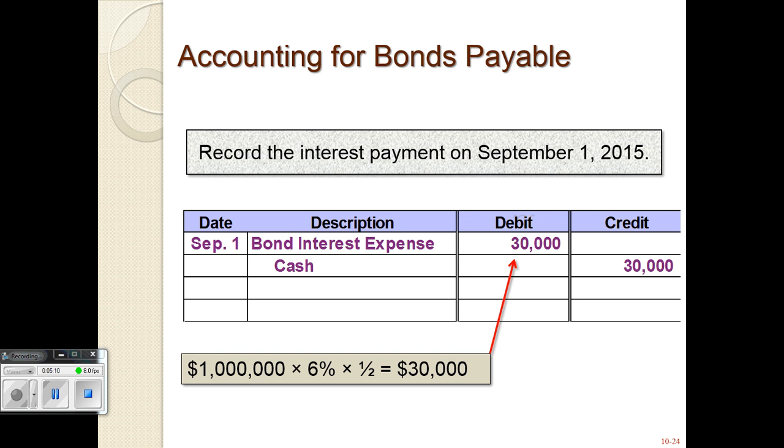Notice what happens here on September 1st when we make that first interest payment. We have $1 million of bonds. The stated rate is 6%. It's for half a year, so the interest is 30 grand. So the bond interest expense is 30 grand, and the cash going out in this case is 30 grand. We've seen that journal entry, or a version of that entry, in the past.